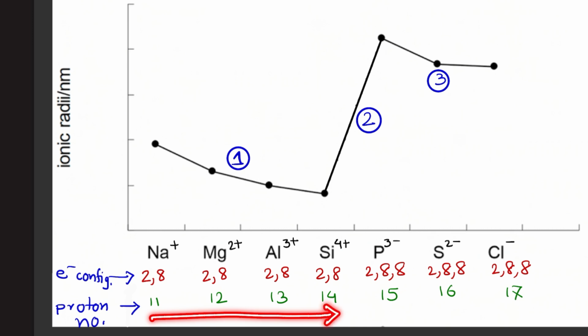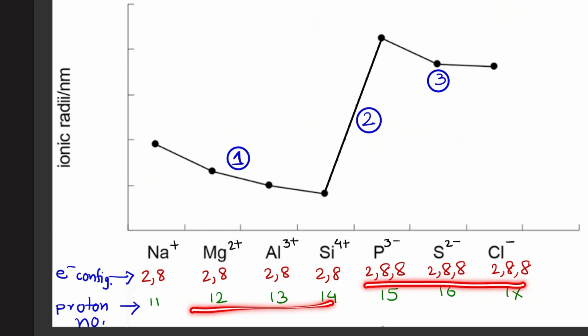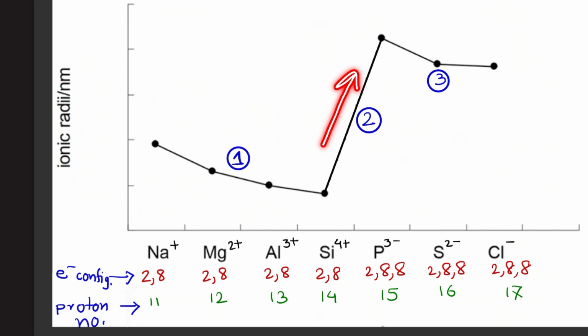And as we have seen previously, the electronic configuration is the same, and so the shielding is the same, and as the proton number increases, ionic radius decreases initially from the sodium ion to the silicon ion. But for the nonmetals, that is phosphorus, sulfur, and chlorine, they gain electrons in their outermost shell. So they retain their third shell. And so all these three ions have one extra shell than the metal ions. And this is seen as a jump in the ionic radius from the silicon ion to the phosphide ion.